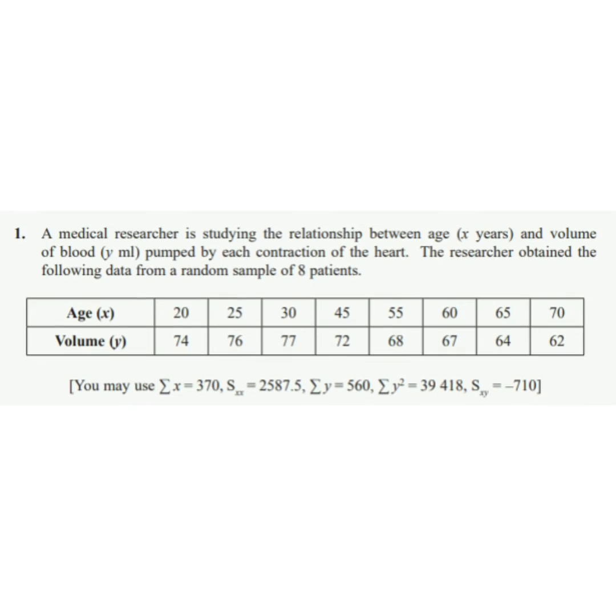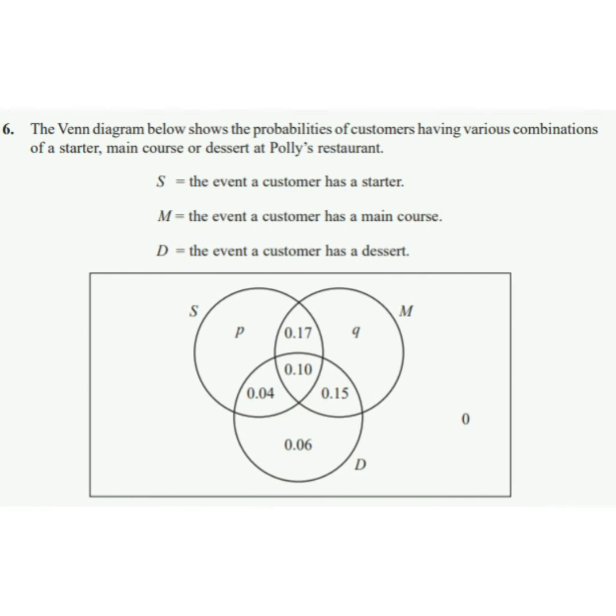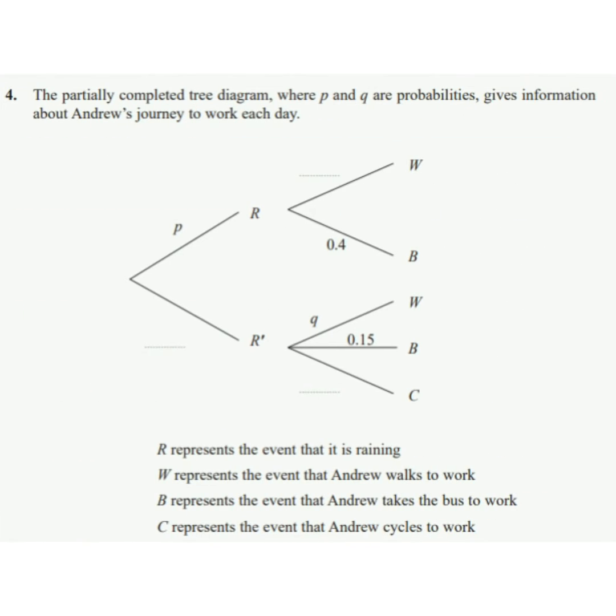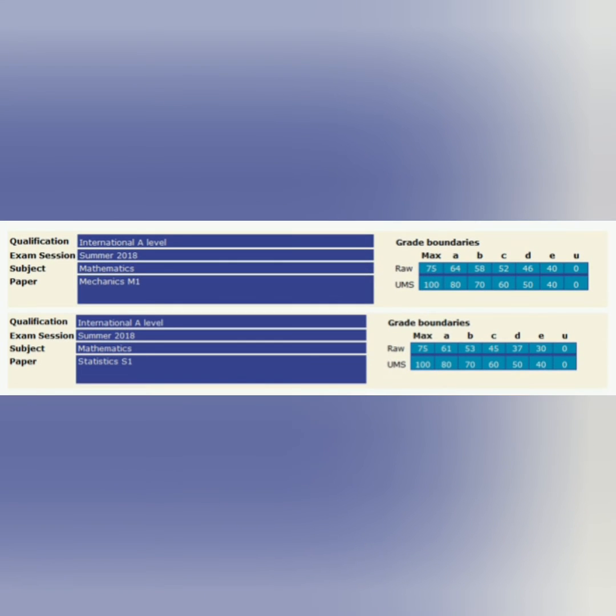In S1, there will be a lot of data, as you can see here, on probability questions in the form of Venn diagrams, as well as tree diagrams. As you can see in these pictures, S1 has a lower grade boundary than M1. This is because Edexcel presumes most of the grade A students will choose M1, so they up the required marks for an A. So technically, it's easier to achieve a higher grade in S1 compared to M1.